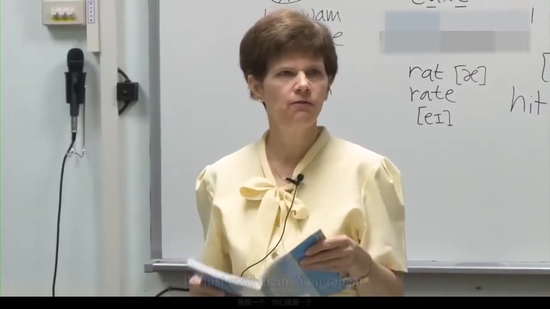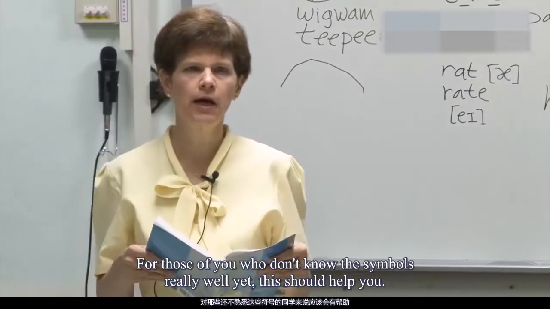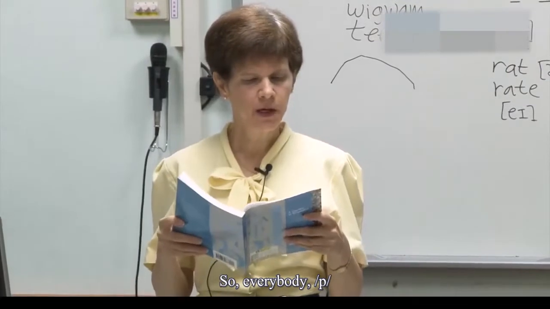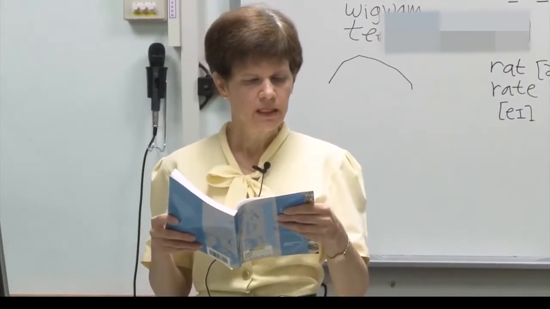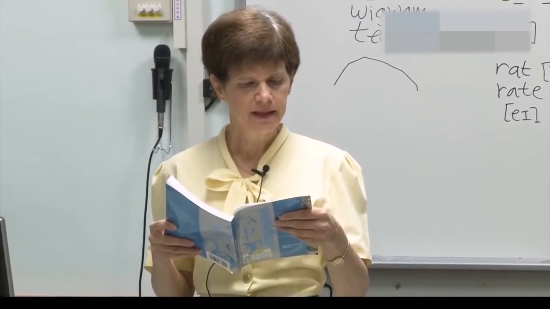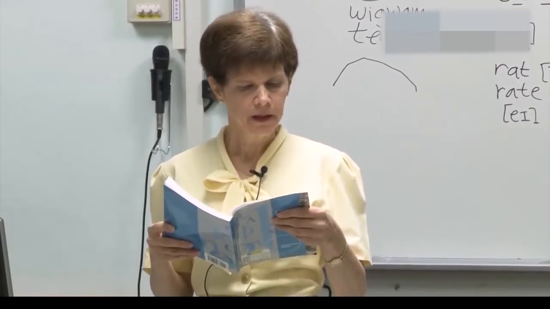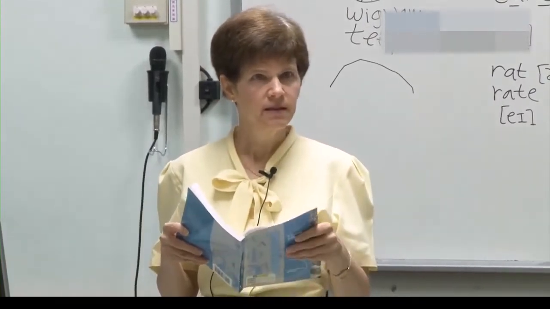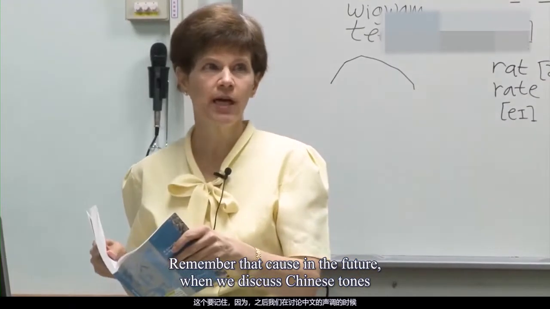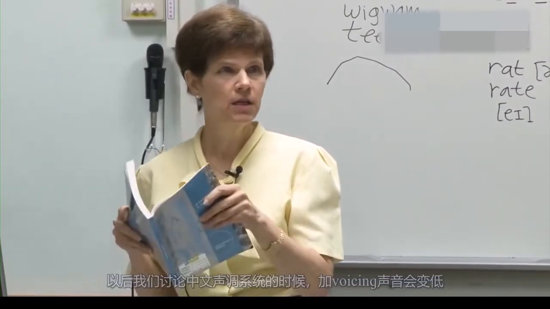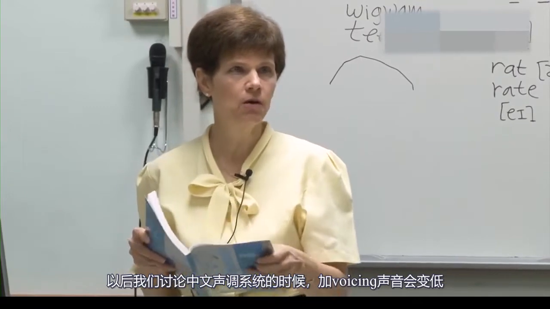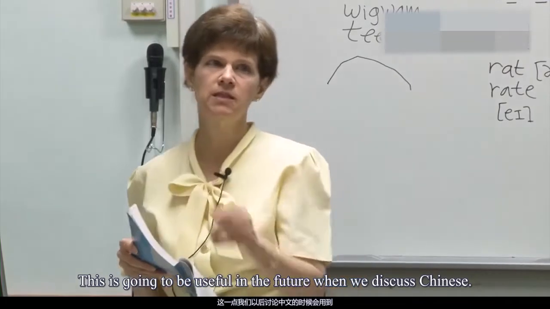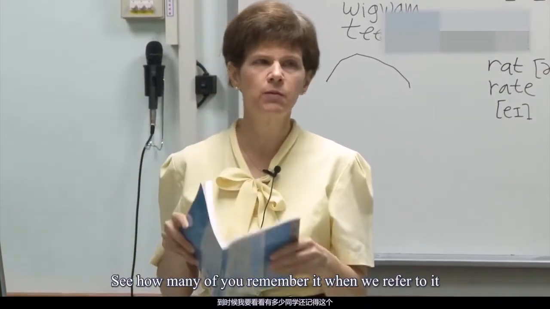Look at the list of symbols on the left. I'll just read them, you repeat. For those of you who don't know the symbols really well yet, this should help you. The rest of you, maybe it will 加深印象. So, everybody, p, pi, t, tai, k, kai, b, bai. Notice my voice gets lower when I voice. Remember that, because in the future when we discuss Chinese tones, we're going to refer to that. 以后我们讨论中文声调系统的时候，加 voicing 声音会变低. This is going to be useful in the future when we discuss Chinese. See how many of you remember it when we refer to it.